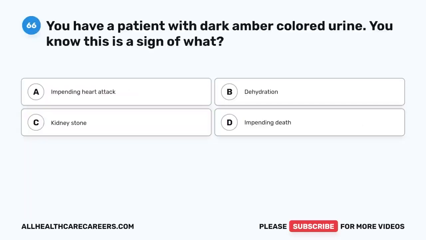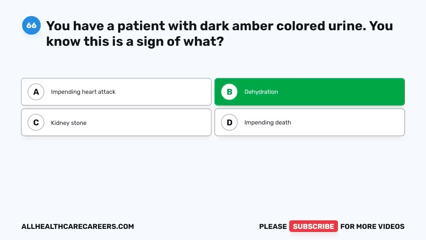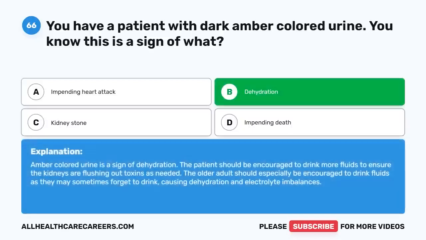Question 66. You have a patient with dark amber-colored urine. You know this is a sign of what? A, impending heart attack. B, dehydration. C, kidney stone. D, impending death. The correct answer is B, dehydration.